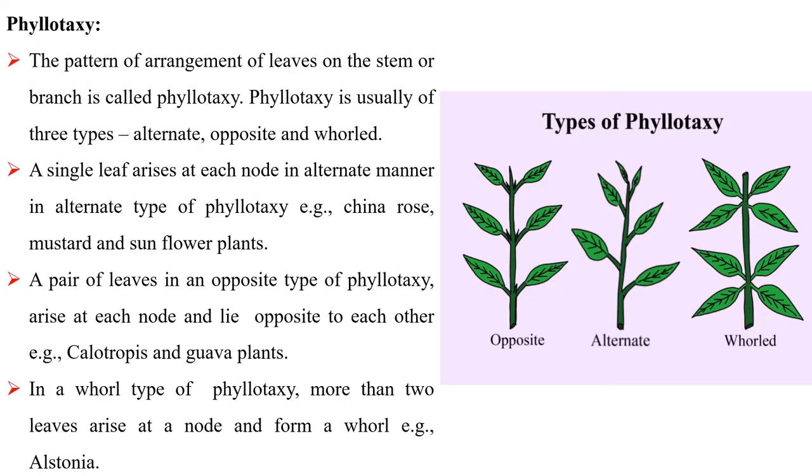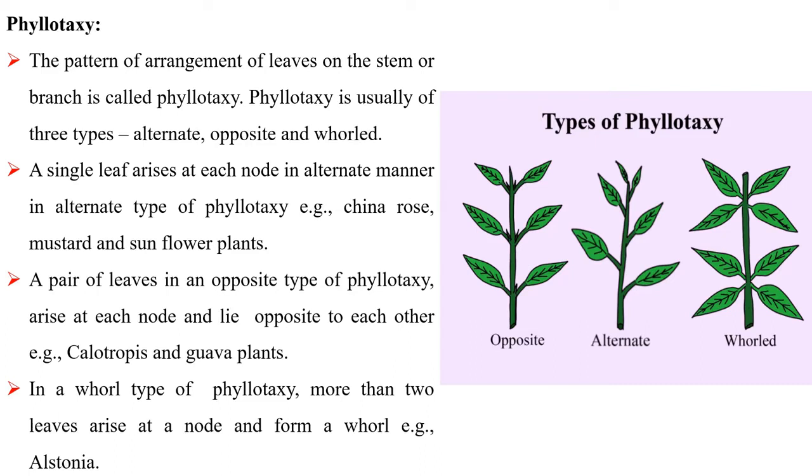Phyllotaxy. The pattern of arrangement of leaves on the stem or branch is called phyllotaxy. Phyllotaxy is usually of three types: alternate, opposite, and whorled. A single leaf arises at each node in alternate manner in alternate type of phyllotaxy. Example: China rose, mustard, and sunflower plants.